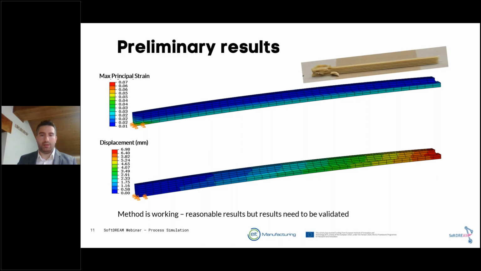We didn't obtain all the material input for this, so we had to approximate them. But the results look in the right direction, and they just need to be validated. So that's it for the simulation of polymer materials in additive manufacturing. I leave the floor to Fabia.